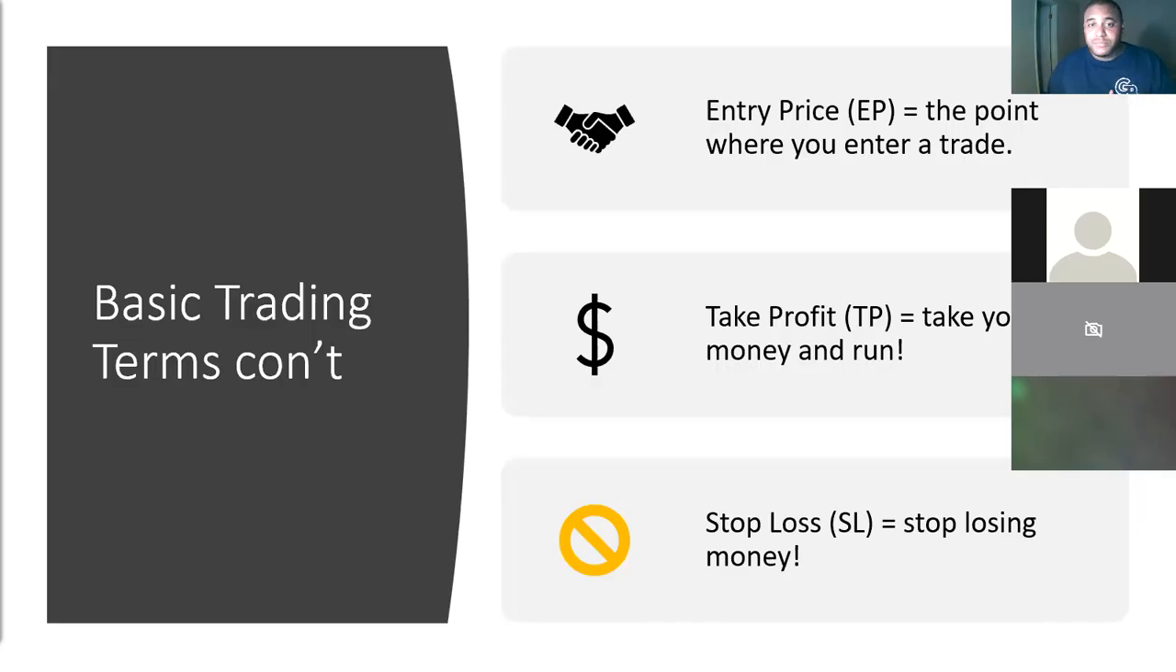Take profit, that means take your money and run. Stop loss, stop losing money. And the stop loss is very important. I know a lot of people that trade don't use the stop loss, but I'm a strong advocate for it. I'd rather take a small loss and make that money back later than just leave the trade open. A lot of stuff could happen. You could put your phone down for 5 minutes and the market can go completely against you. The stop loss will help protect your account. That way you won't lose too much of your capital.